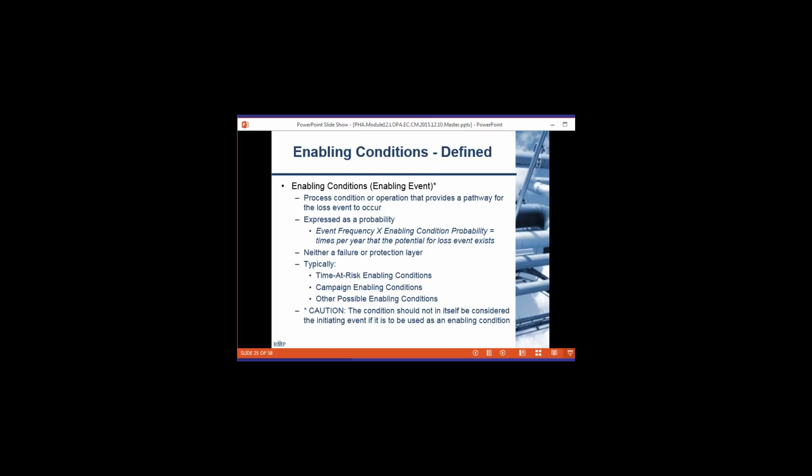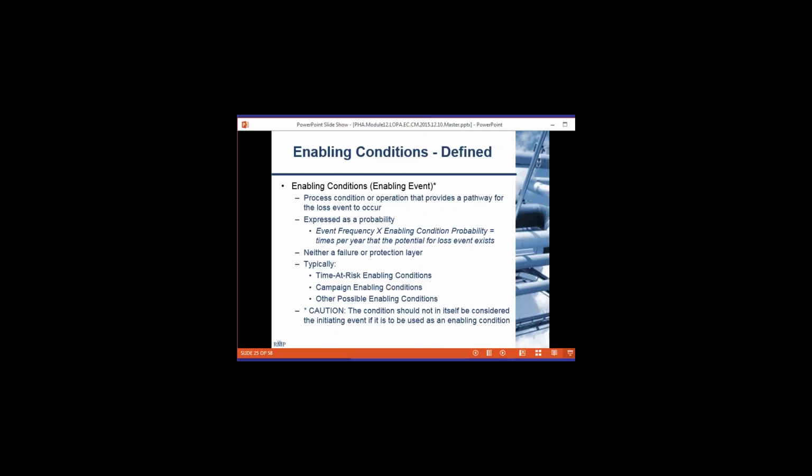We generally express this as a probability, and this of course is based on the fact that in LOPA, an event frequency is given as some percentage of time that this is going to happen per year. The enabling condition is tempering that frequency, so essentially you're going to multiply the event frequency by the enabling condition, and that's going to give you the times per year that the potential for loss event exists.